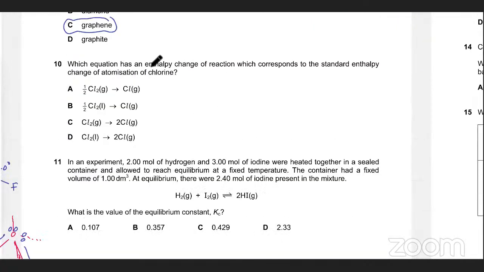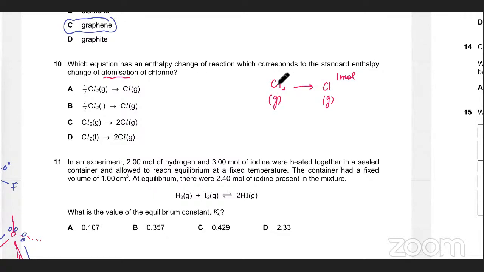The next one is, which equation has an enthalpy change of reaction which corresponds to the standard enthalpy change of atomization of chlorine. Atomization of chlorine is, by definition, you make 1 mole of chlorine gaseous atoms from its element in its standard state. Now this has to be 1 mole. The element must be, okay, so it's going to be, the element is Cl2. What is the state of Cl2 at room temperature?